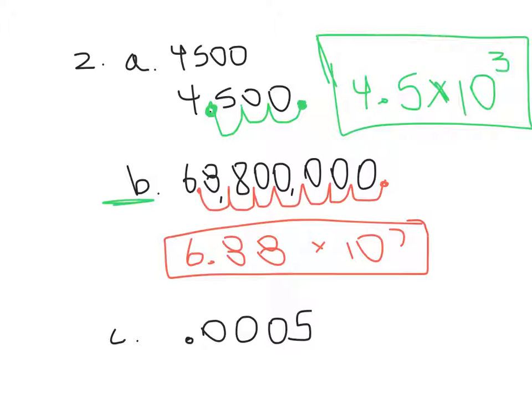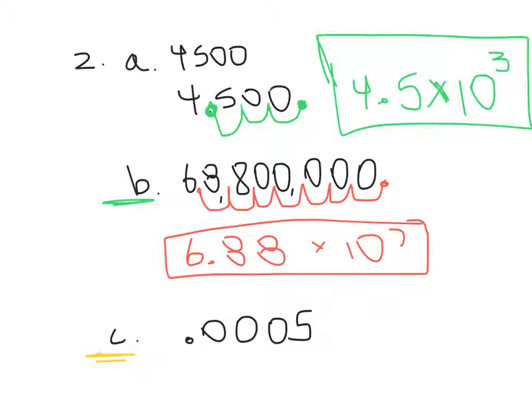Now for this very last one, for letter C, I want you to notice how this decimal is less than 1. It's a very small number, it's smaller than 1. So that means that our exponent is going to be negative, and we're still going to move our decimal over till we have a number between 1 and 10.